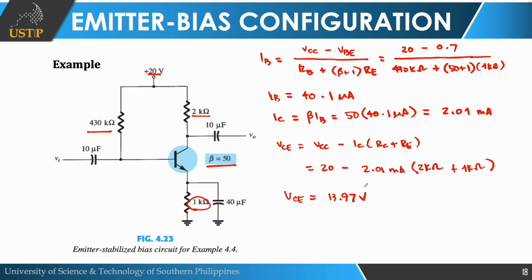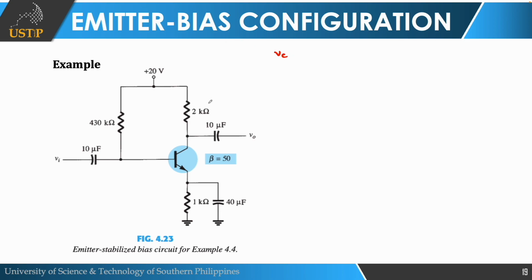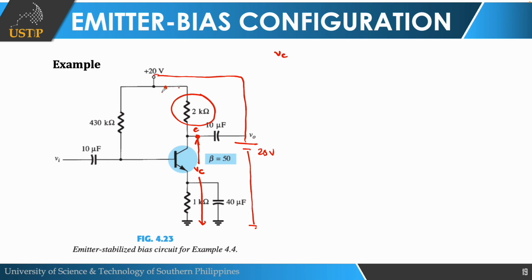Alright, so the next one is, we need to get VC. Okay, now VC, we already learned a while ago that is your voltage from your collector terminal to the ground. So if this is your collector terminal, then from that point to the ground, that is your VC. Now if we can have a KVL over here, where this is your 20 volts, you can get an expression here of 20 volts subtracted by this voltage here, and we can get a VC. Okay, because your 20 is just parallel to this node up to the ground.